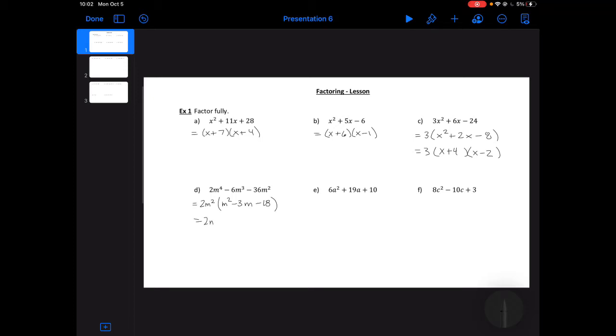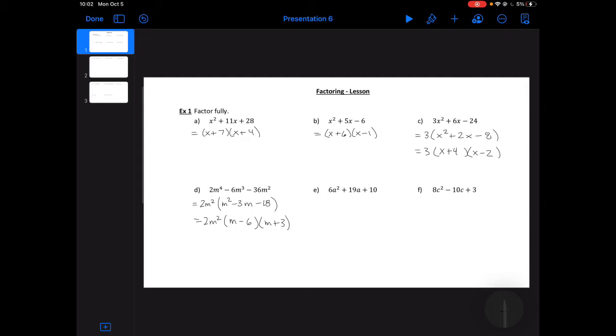So now in my resulting trinomial, I'm looking for two numbers that multiply to 18 and add to 3. So two numbers that multiply to 18 would be 6 and 3. I'm going to get negative 3 if my 6 is negative and my 3 is positive.